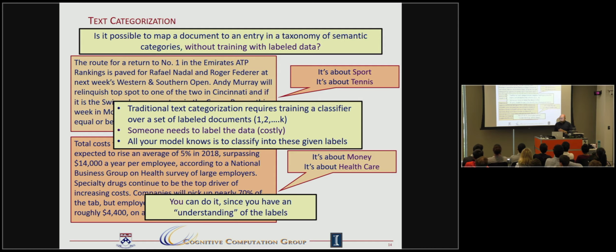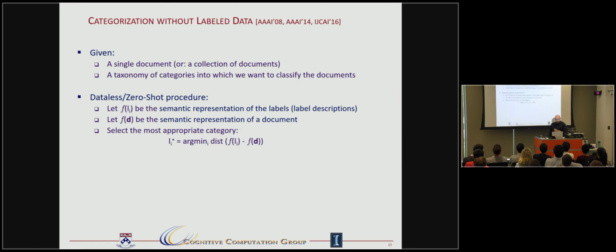Now, you can do it. You just did it when I showed you this example, and the reason you did it is because you have some understanding of the labels. And in fact, we can do this. So essentially, what we're talking about is, given a single document, given a taxonomy of categories, I need to be able to map my set of labels into semantic representations. I need to be able to map my document into the same semantic space. And once I can do this, it's a simple argmin problem given my distance function, let's say cosine or something like this. So that's a very simple thing that all it requires me to do is to find this representation.